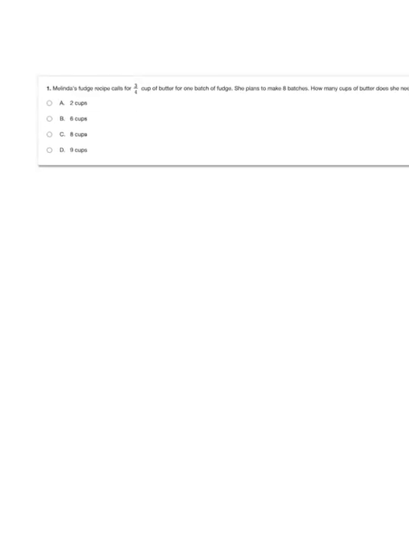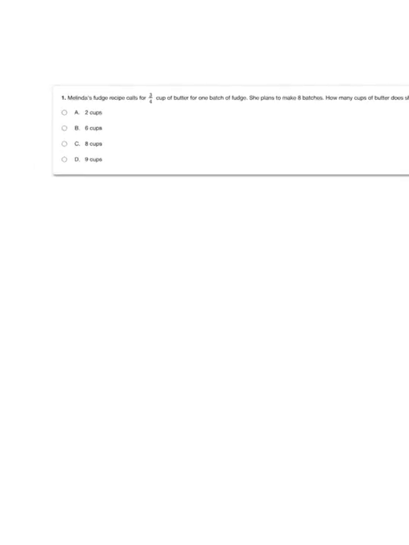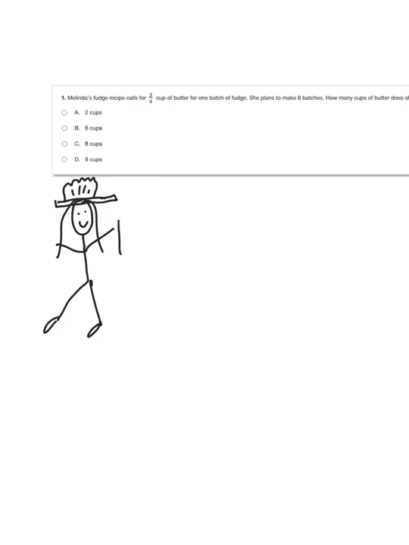Melinda's fudge recipe calls for 3/4 cup of butter for 1 batch of fudge. One thing I really want you guys to start doing is sketch a simple drawing to go with the problem, and the idea is just to kind of help you make a picture in your mind. It helps you make sense of the information you're getting in the problem. So here's Melinda. She is wearing an awesome chef hat. And Melinda needs 3/4 of a cup of butter to make 1 batch of fudge.